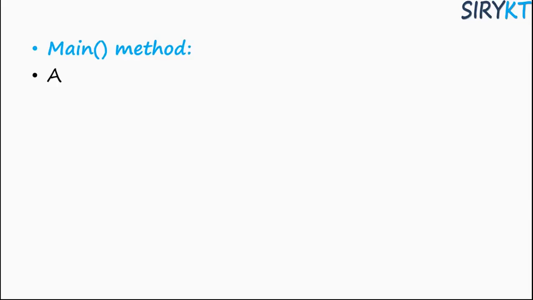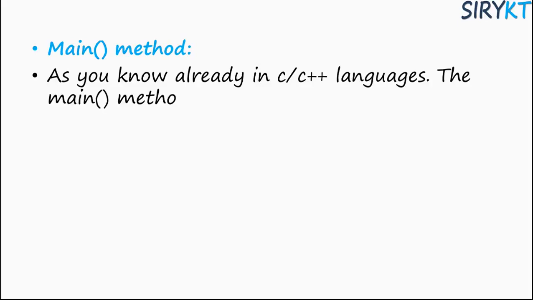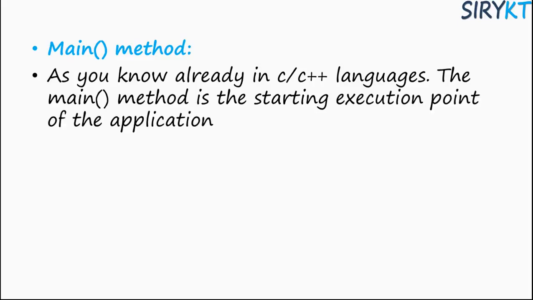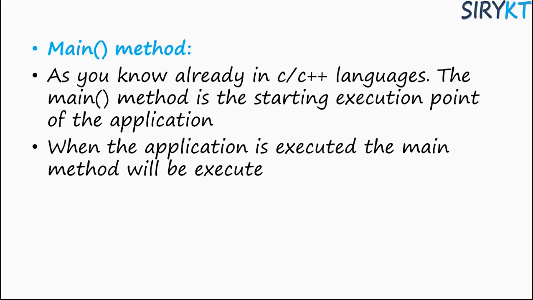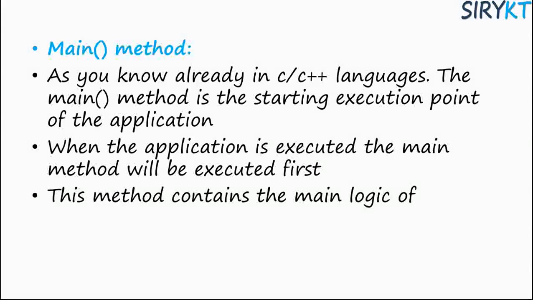Main method. As you already know in C and C++ languages, the main method is the starting execution point of the application. When the application is executed, the main method will be executed first. This method contains the main logic of the application.